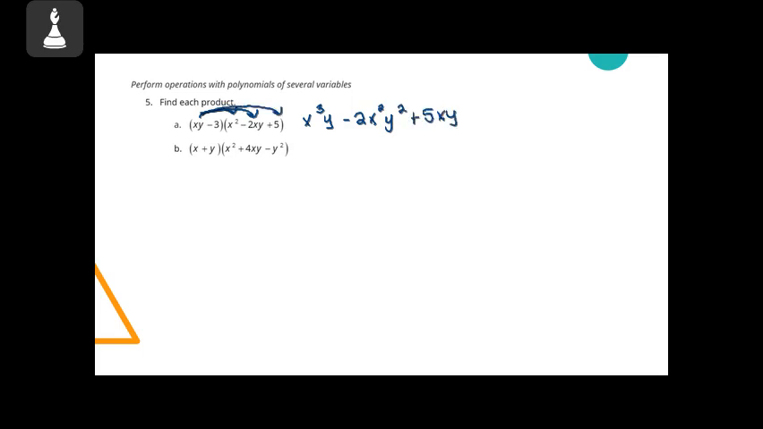All right, I'm going to take negative 3 into all 3 of these. Negative 3 times x squared is negative 3x squared. Negative 3 times negative 2xy is going to make 6xy. And negative 3 times 5 is negative 15. So it looks like the only like term I have here is the xy term. So x cubed y minus 2x squared y squared. 5xy plus 6xy is going to be 11xy. And minus 3x squared minus 15.